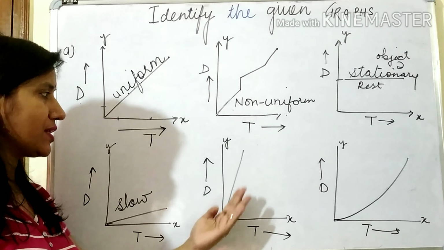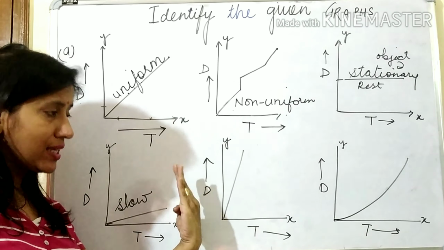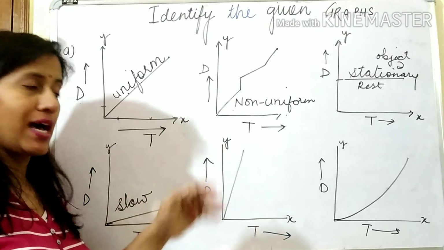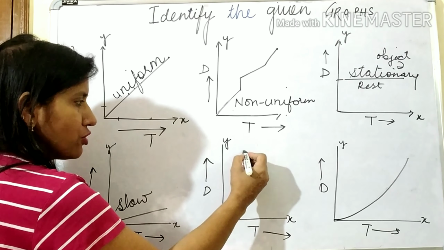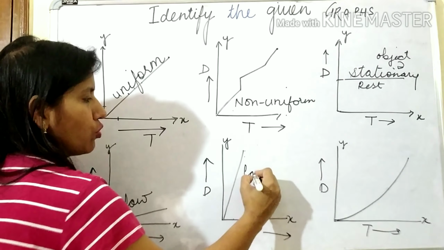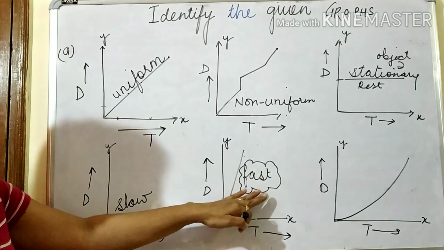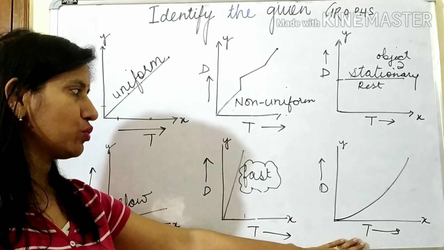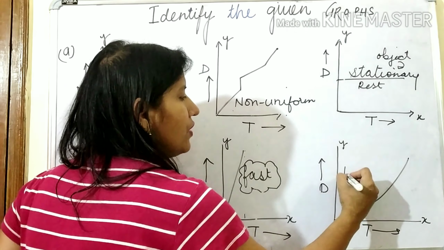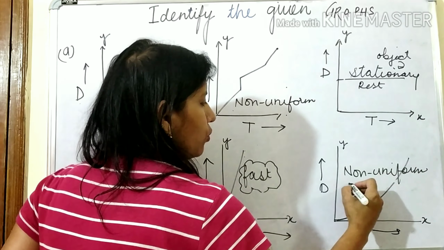Okay, now come to the next one. In this graph you can see the slope of the line is more towards distance. This means the object is going very fast. Why? Because it has consumed less time and covered a lot of distance. So this type of motion is known as fast motion. Okay, fast motion. Fine. Now let's come to the last one. This type of motion, which is not straight and takes a curve, is a non-uniform motion.